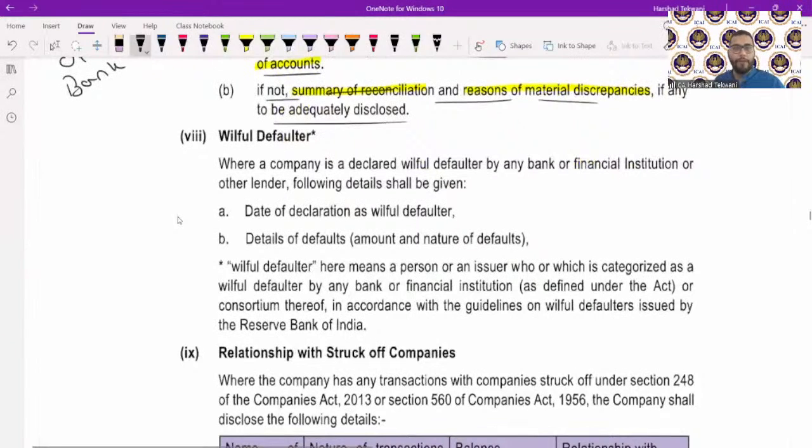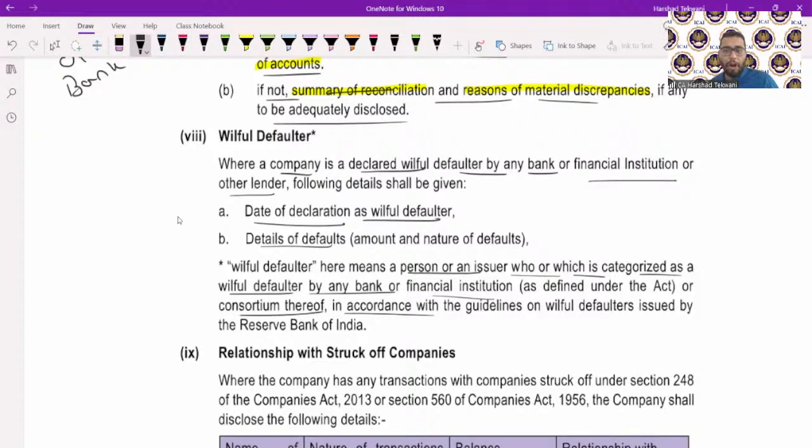Important topic, willful defaulter. Where the company is declared a willful defaulter by any bank or financial institution or any other lender, then the date of declaration as willful defaulter and details of default. A willful defaulter means a person or an issuer who or which is categorized as a willful defaulter by any bank, financial institution, or any consortium thereof in accordance with the guidelines of willful defaulter issued by the RBI. So if a bank or financial institution categorizes a company as a willful defaulter, then that disclosure is also required to be given.